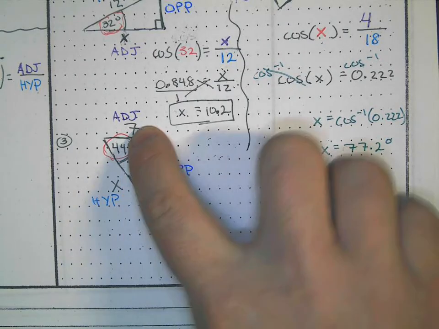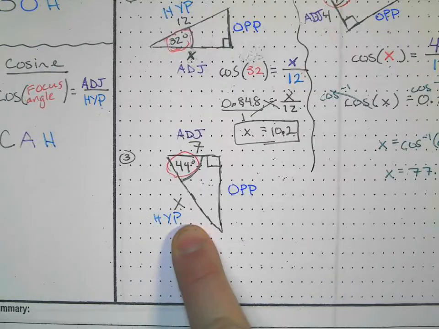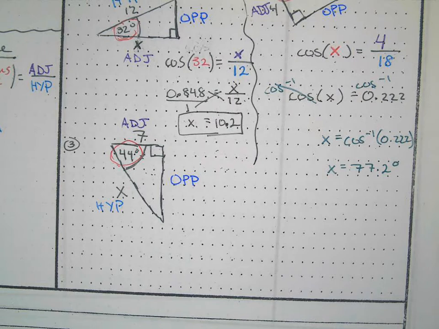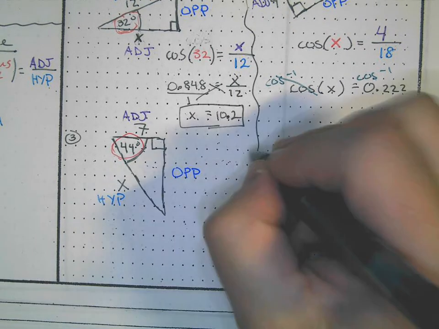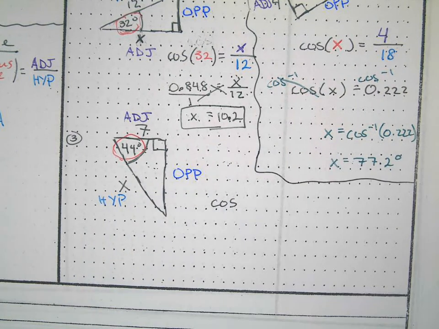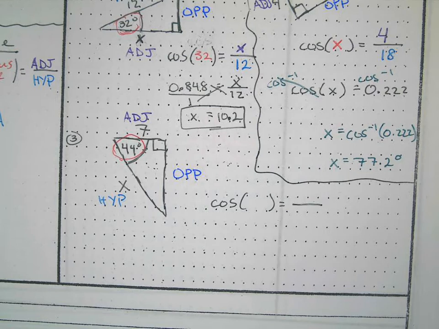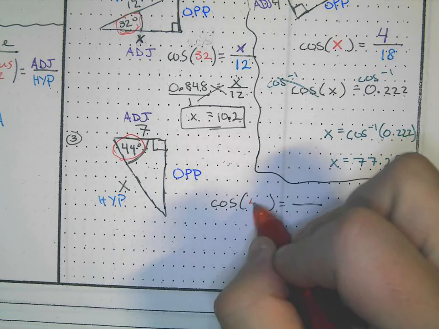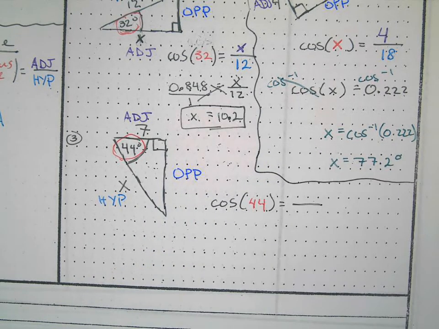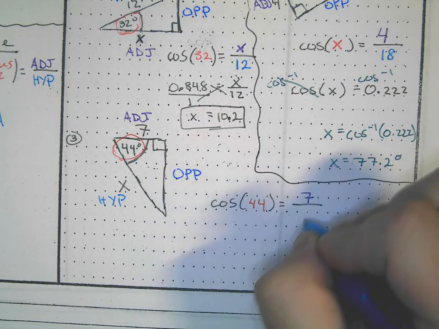So we have a value for adjacent, we have an angle, and we have hypotenuse. So we'll use cosine, adjacent and hypotenuse. So I'm going to say cosine of my focus angle is equal to adjacent over hypotenuse. So cosine of 44 is equal to adjacent 7 over my hypotenuse x.